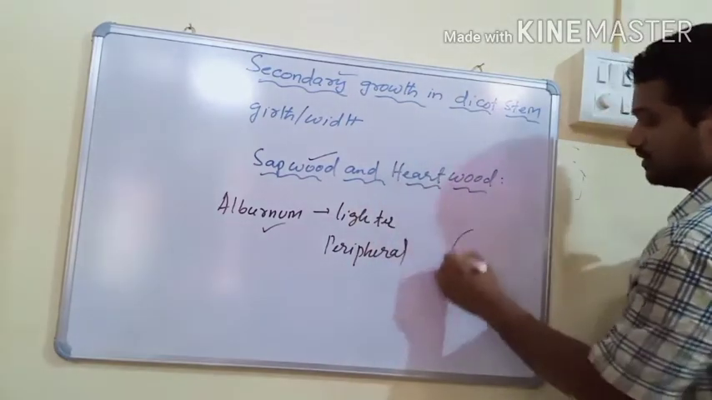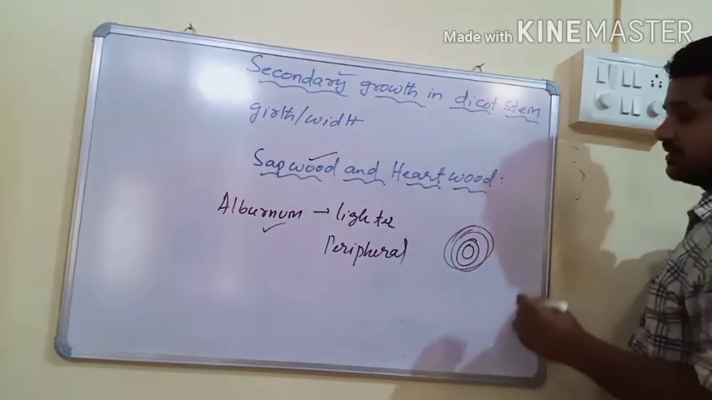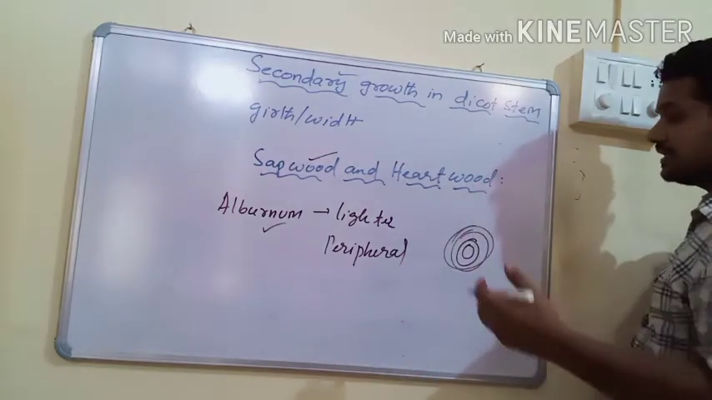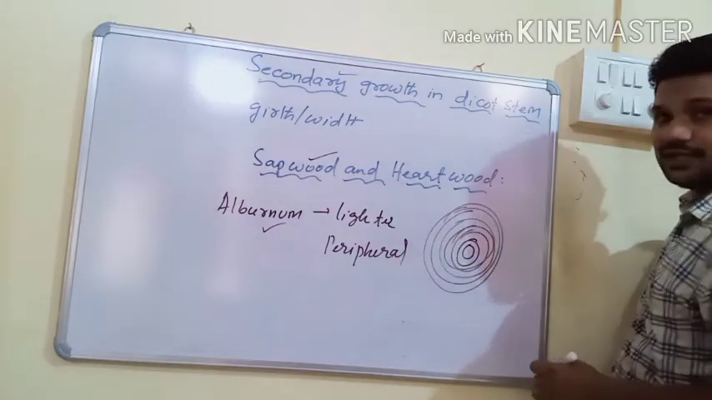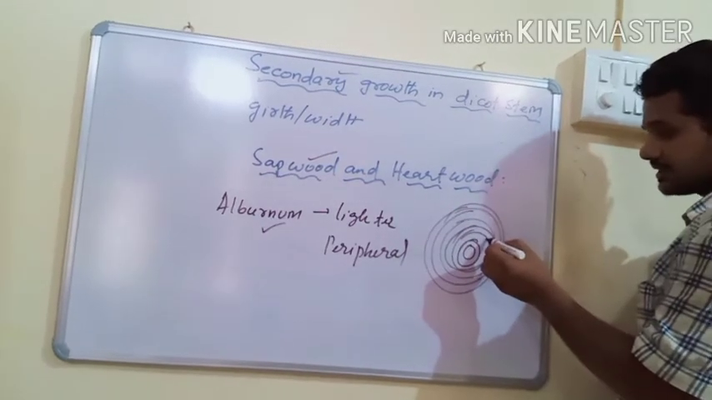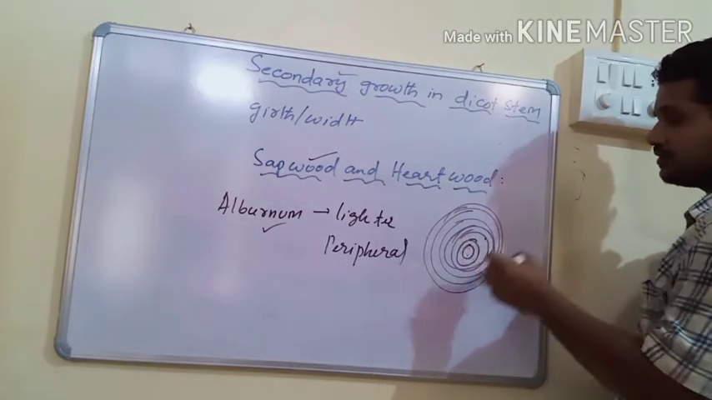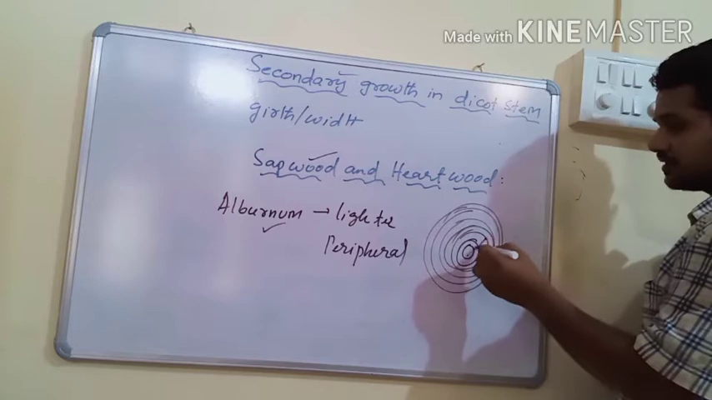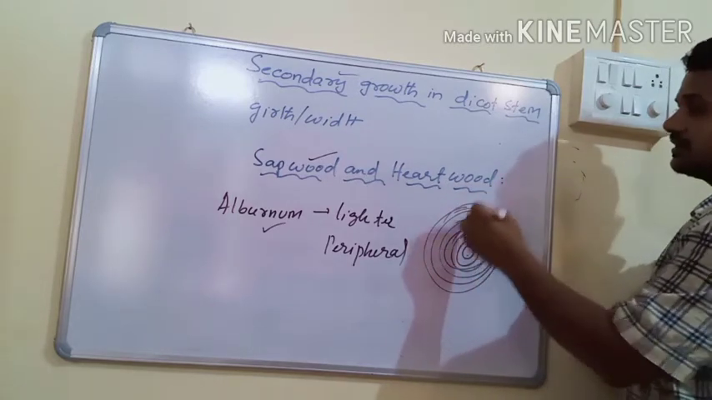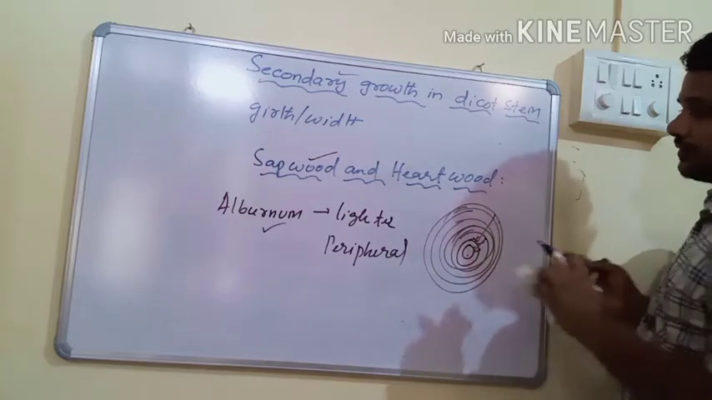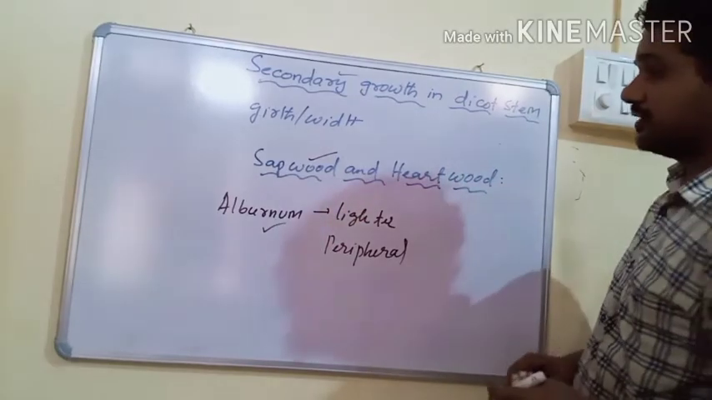For example, this is the wood after 3 or 4 years. As the age increases, the number of annular rings added increases. Firstly this is sapwood and this is heartwood. After some time, when the number of rings has increased, the inner part becomes heartwood, and here it is the sapwood. That's why sapwood is gradually converted into heartwood. So sapwood is able to conduct water and minerals from the root to the top of the plant.